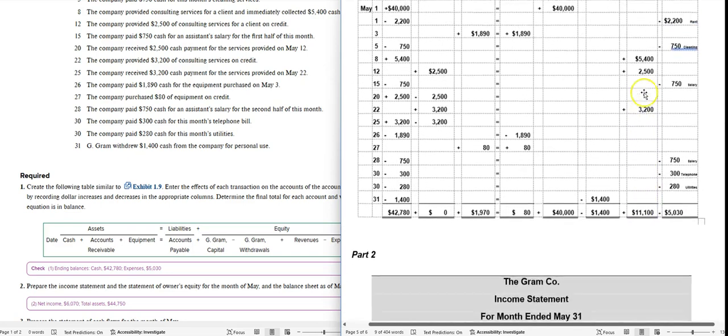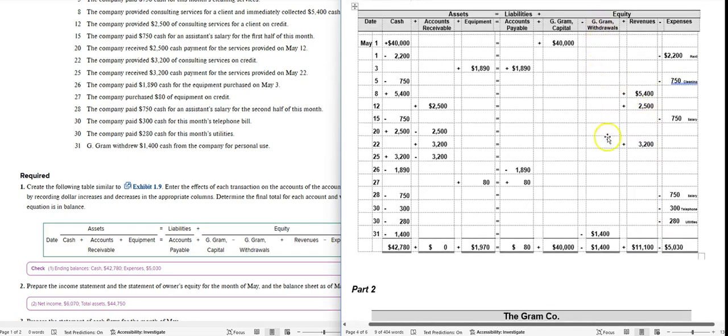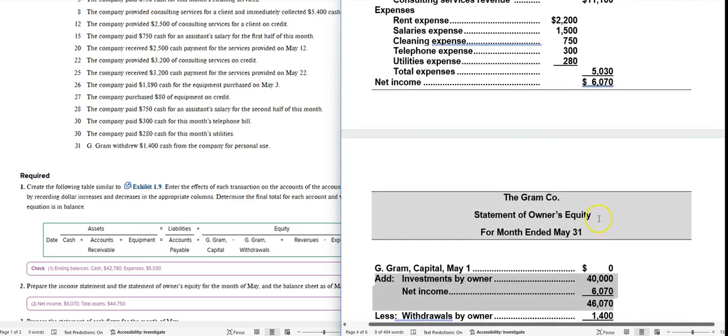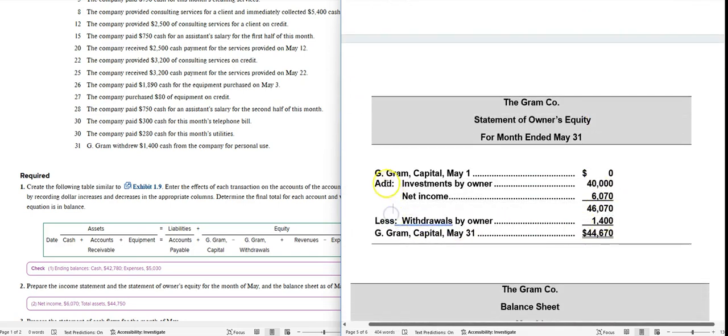What would have caused equity to go down? Well, the owner withdrew $1,400 during the month. So owner's equity was decreased by the amount of withdrawals. That means that the value of the owner's equity by the end of May, $44,670. Increased by investments, increased by profits, decreased by owner withdrawals.